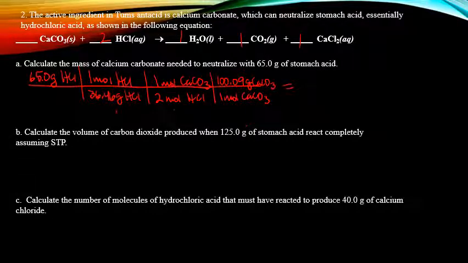So if we plug all of those numbers in, we should end up with approximately 89.22, but with 65.0 we have 3 significant figures, so we just round that to 89.2 grams of calcium carbonate.